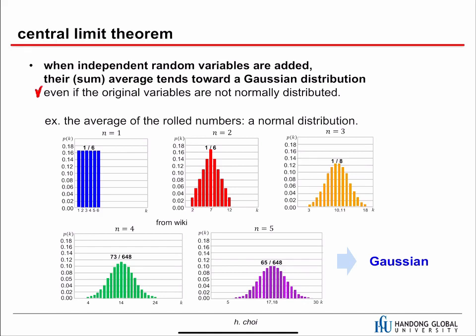So we are playing a dice, and if n is 1, which means we are not adding two numbers, then what is the probability of all the events? For 1, the probability is 1 over 6, and for 2, the probability is 1 over 6, etc. So when n is 1, if we are not adding the random variables, then it is 1 over 6. It's a uniform distribution. Now we want to add two numbers. So we play the dice twice, and then we add two numbers.